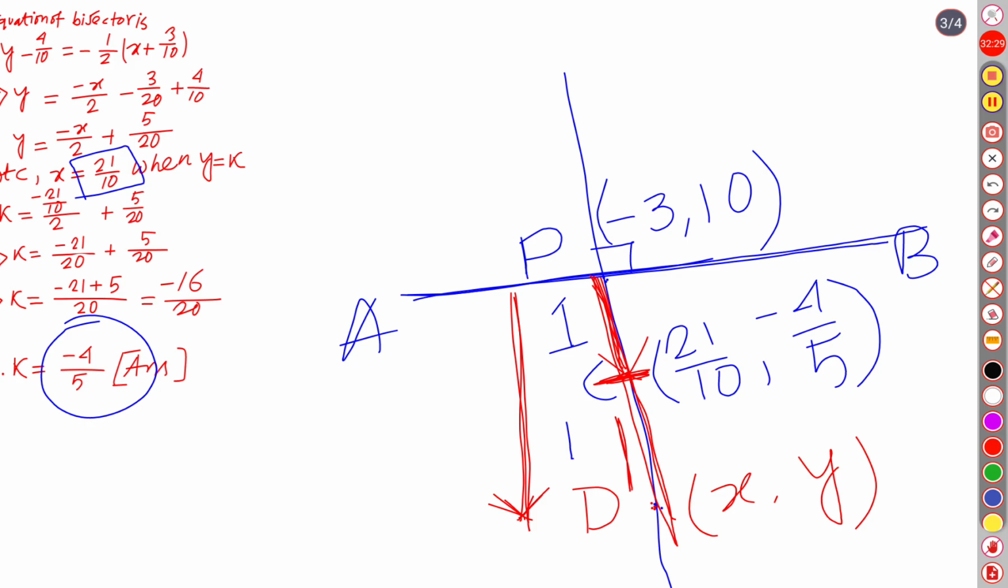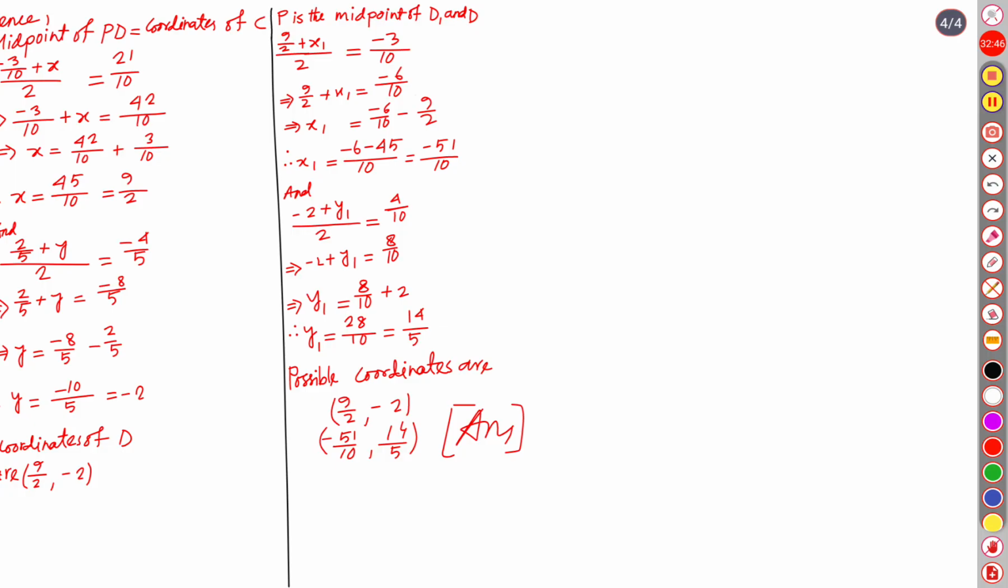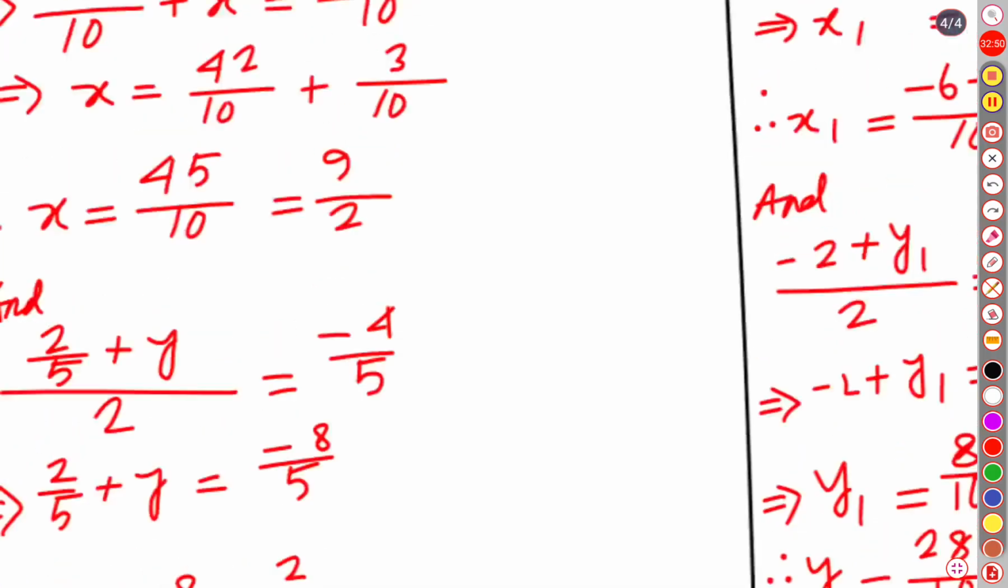So we know the coordinates of P as well as D. D is XY, P is already known to us, and C is the midpoint. So what is the formula for midpoint? We can apply the formula for midpoint. I have written that in words here.